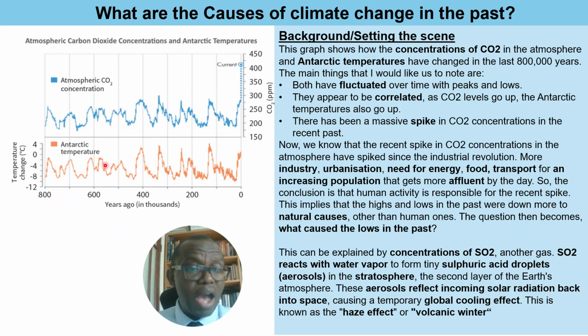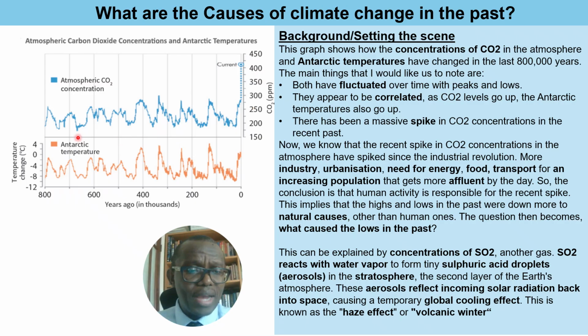So they have both fluctuated, up and down, up and down. And then secondly, they also appear to be correlated. It looks as though as the carbon dioxide levels go up, the Antarctic temperatures also rise. That is true for most of the time, apart from just a couple of anomalies here and there. But overall, the pattern is very similar. And then the last thing I'd like us to note here is the recent spike, that has taken place more recently.